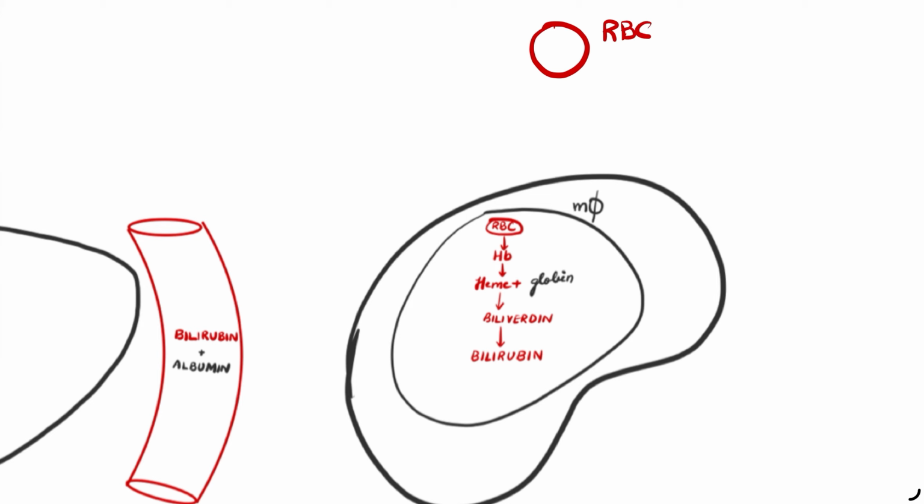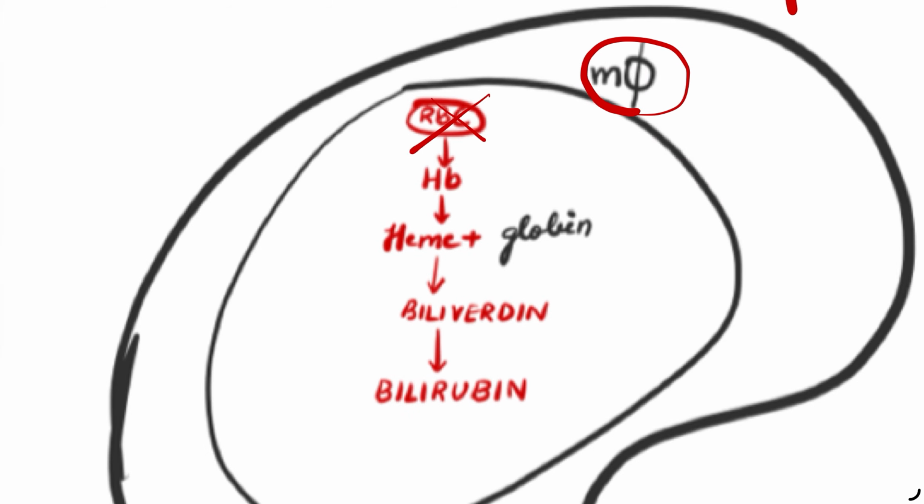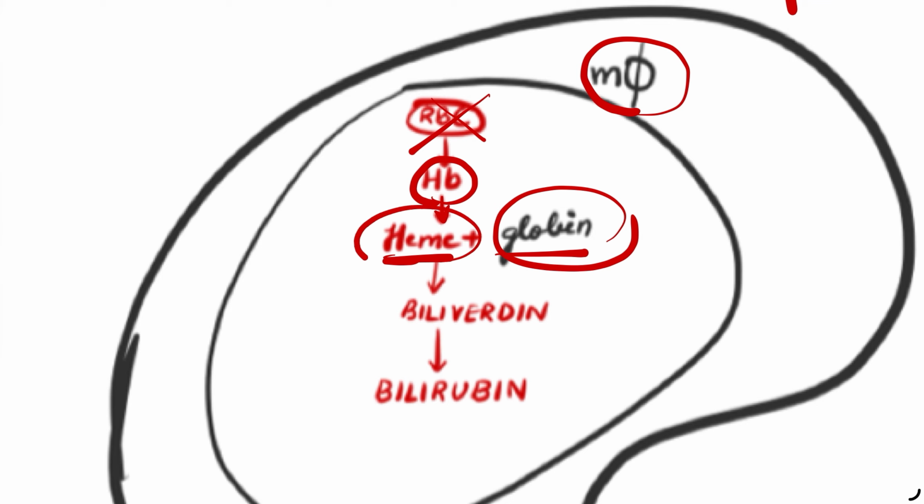The normal lifespan of RBC is 90 to 120 days. As it gets older, when it reaches the spleen, the spleen has macrophages which take up these old RBCs and break them down. So these RBCs break down and release hemoglobin. This hemoglobin is made up of heme and globin protein. Here we are not concerned about the globin protein, we need this heme.